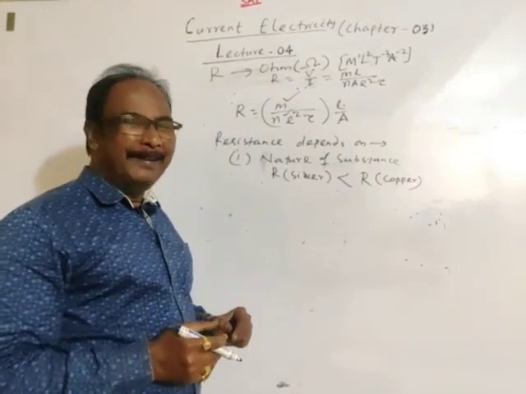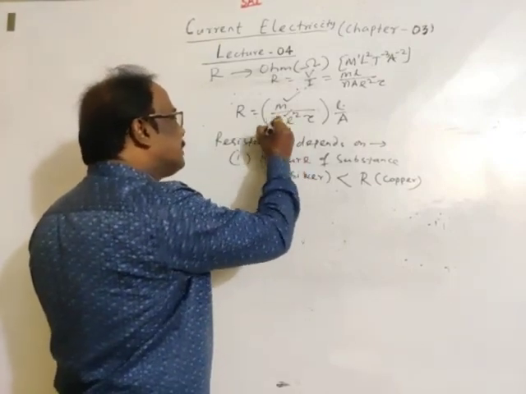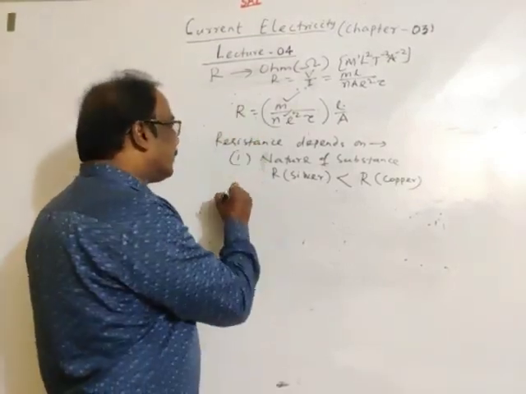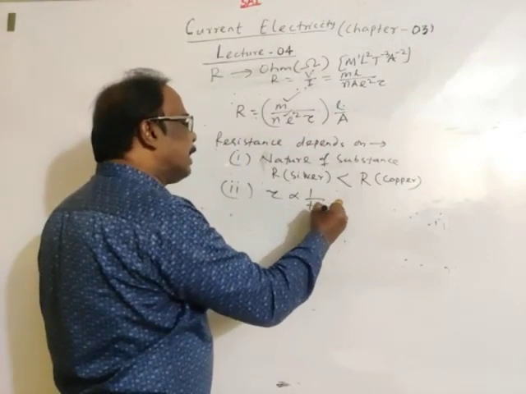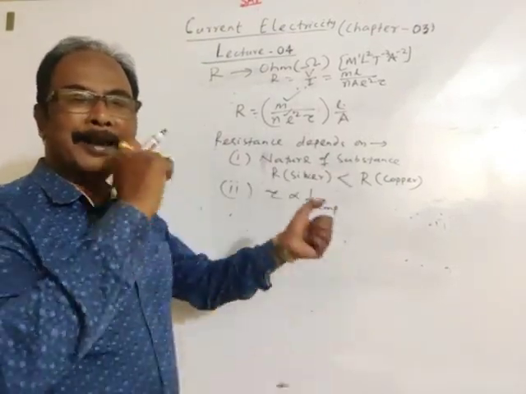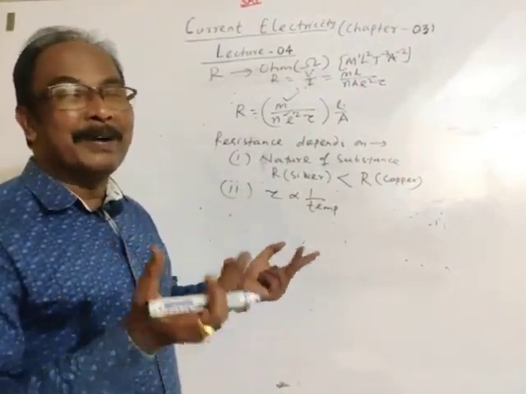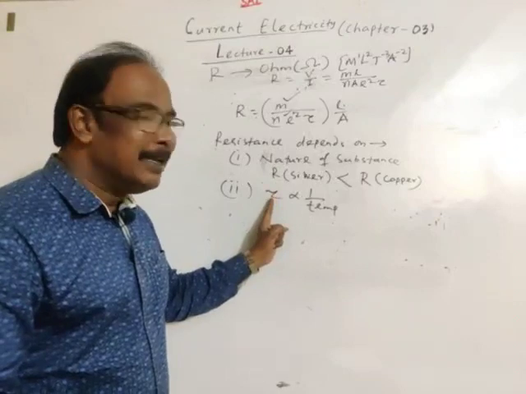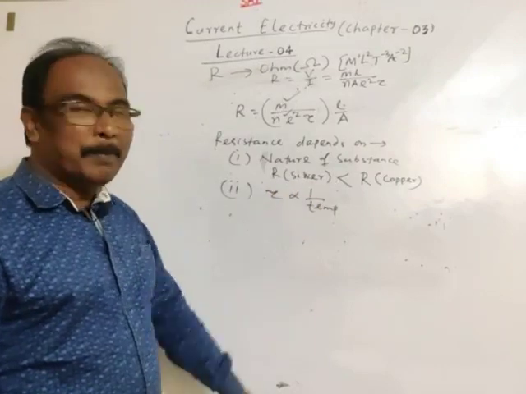Few examples we may cite here. Depending upon the nature of substance, N, the number density of free electrons, is different, so resistance is also different. Then, tau, the relaxation time. As we have discussed, relaxation time is inversely proportional to temperature. If temperature increases, then collisions increase. If collisions increase, then the average interval of time between successive collisions decreases. Means average relaxation time decreases, so relaxation time is inversely proportional to temperature.